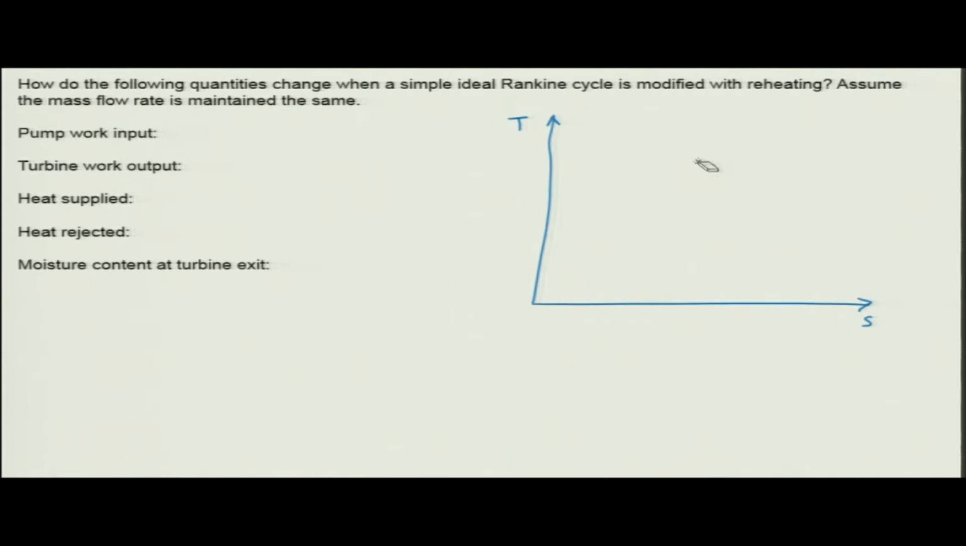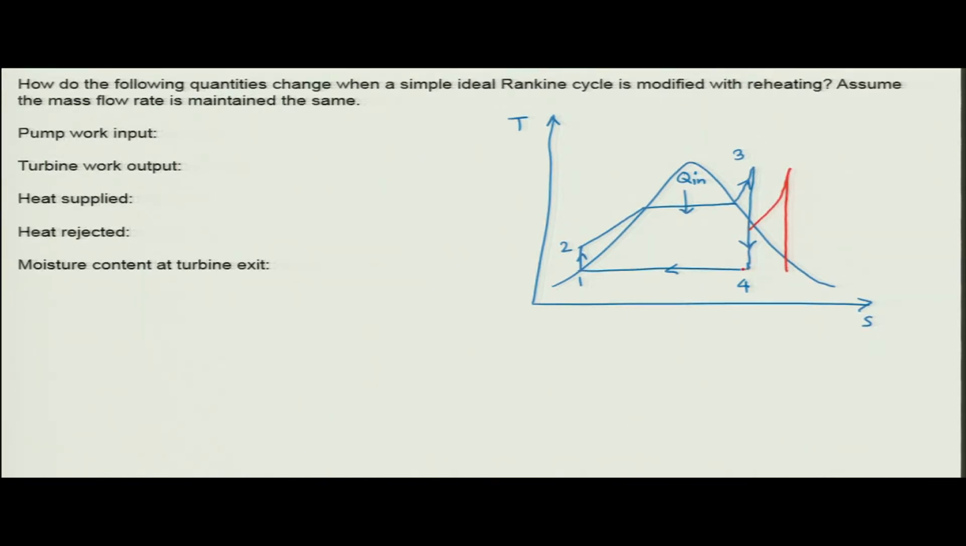Let me redraw this. So, 1 to 2 is the pump work, 2 to 3 is the boiler heat addition Q in, 3 to 4 is expansion in the turbine, and 4 to 1 is the heat rejection. Now if you modify this for reheating, then let us say you take a point here and then you take it up and then you expand. So, this will be the modified cycle. So, 3 to 3 dash is the expansion in the first stage of turbine, then you are taking it to another point, 3 double dash, and then you are expanding it to 4 dash. So, that is the process in the reheating cycle.